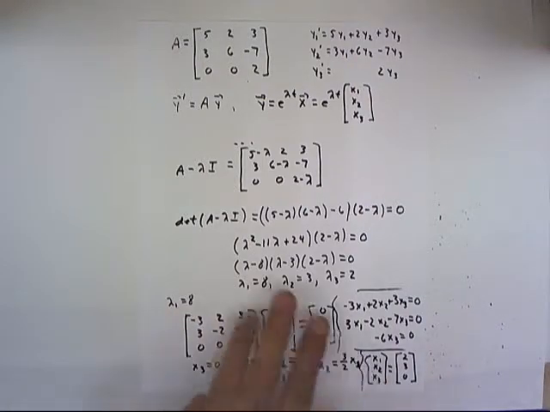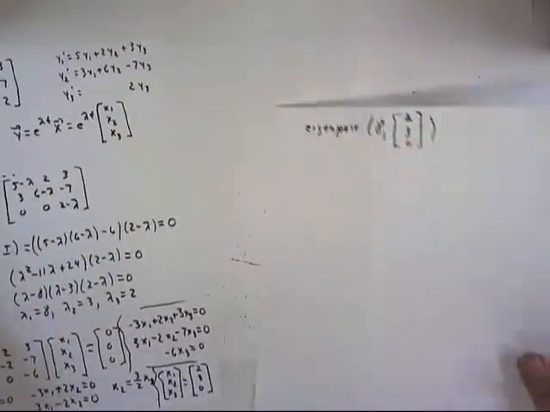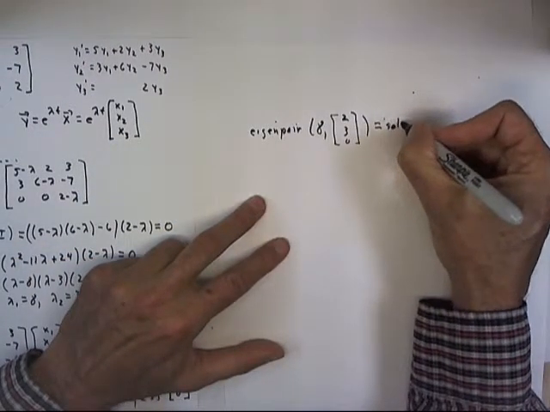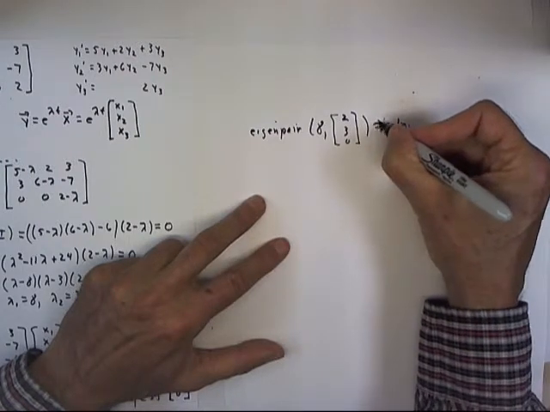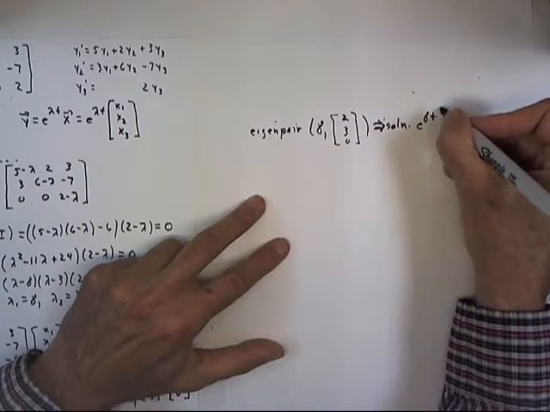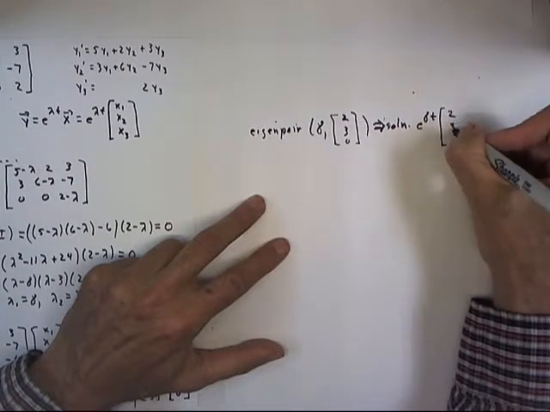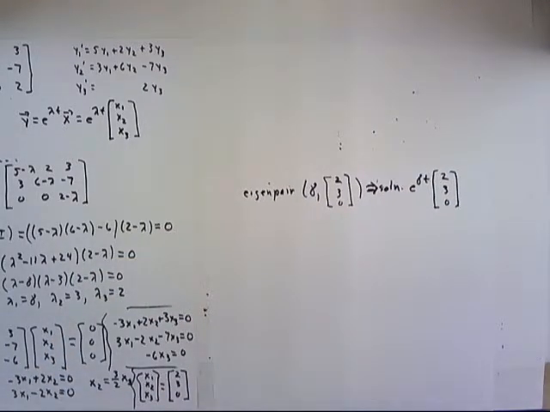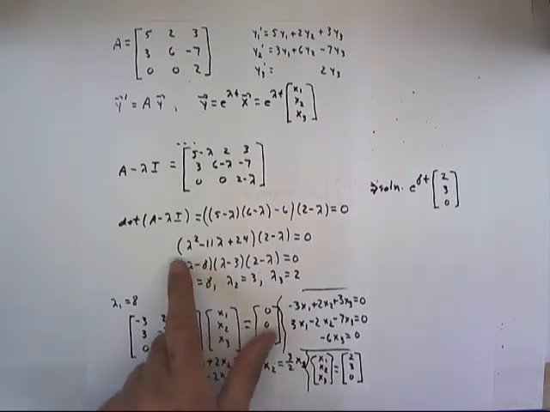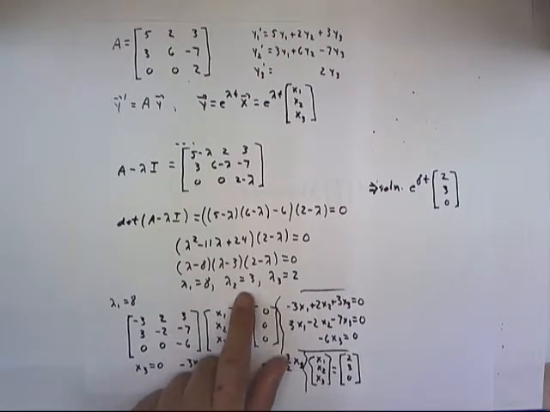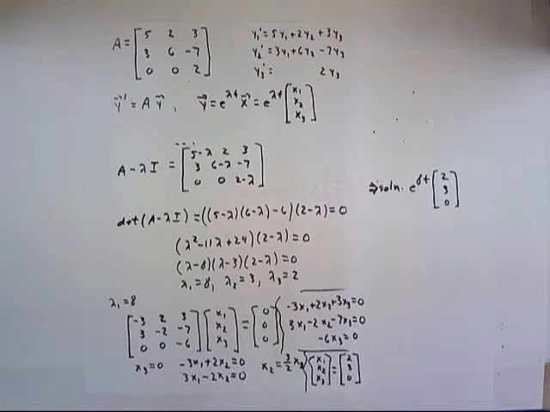Now, our eigenpair 8, (2, 3, 0) implies a solution, e to the 8t times the vector 2, 3, 0. Now we can repeat the process with eigenvalue lambda 2 equal to 3, and I'm just going to go ahead and write that down off camera.